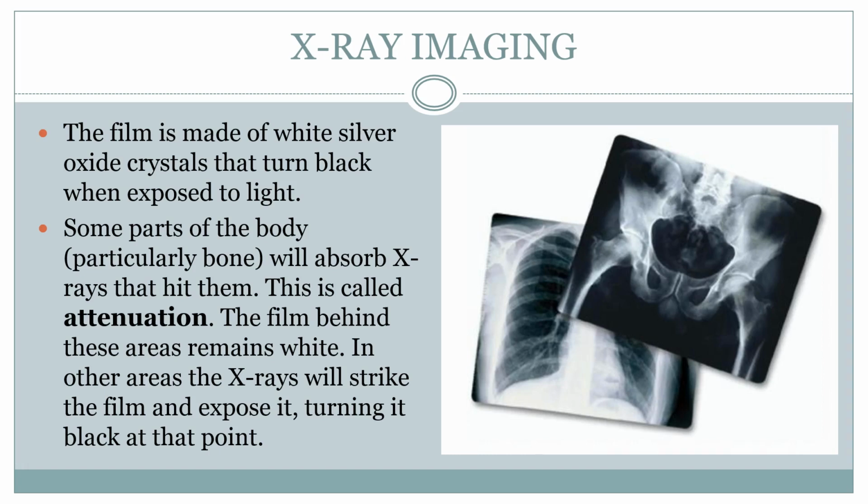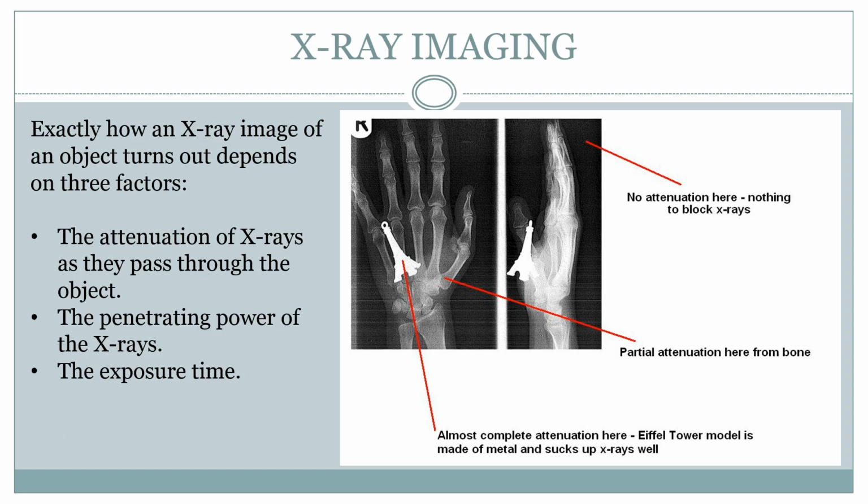However, in other areas where the X-rays do pass through the body, they'll strike the film and then they'll expose it and turn it black. So the parts that X-rays don't pass through remain white, the parts that X-rays do pass through turn black. Now, exactly what your X-ray image looks like when you develop it depends on three factors of the X-rays that you're using for that particular application. And they are the attenuation of the X-rays as they pass through the objects, in other words, how much of the X-ray beam is absorbed, the penetrating power of the X-rays, which we'll come back to, and the exposure time, which is how long the X-rays are actually directed at the body.